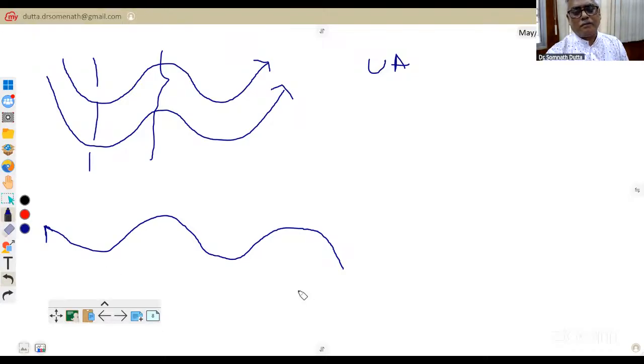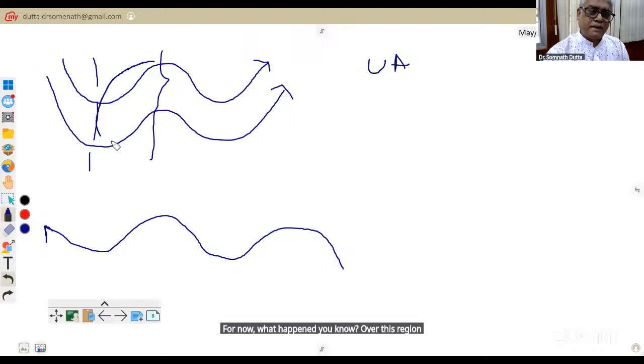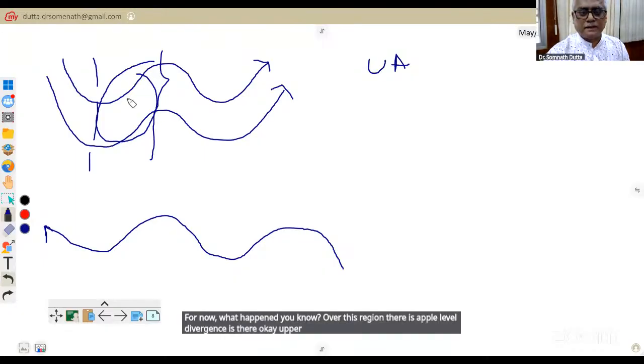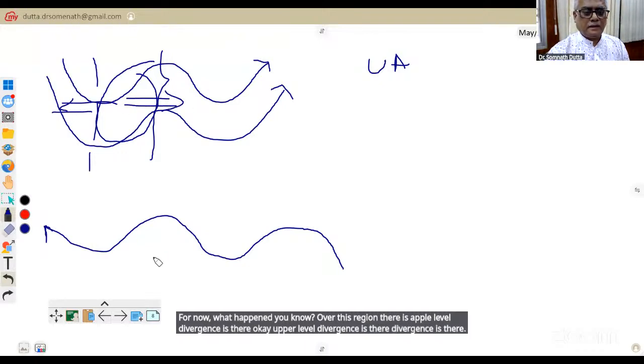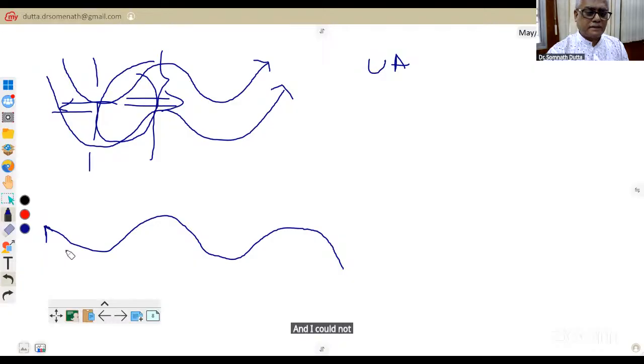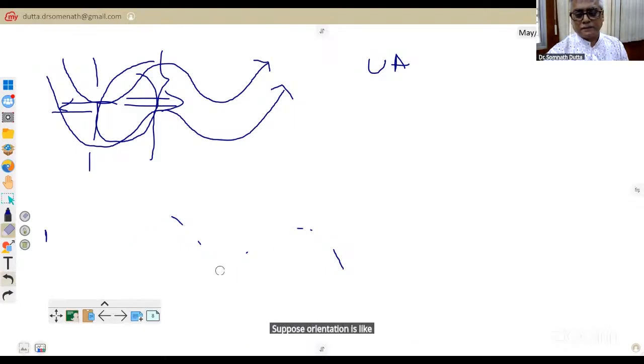So now what happened, over this region, there is upper level divergence. Okay, upper level divergence is there. And I could not draw it properly as such. Just a minute. Suppose orientation is like this.